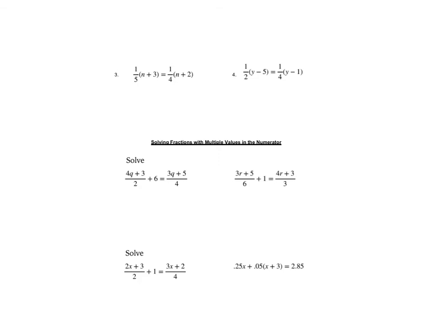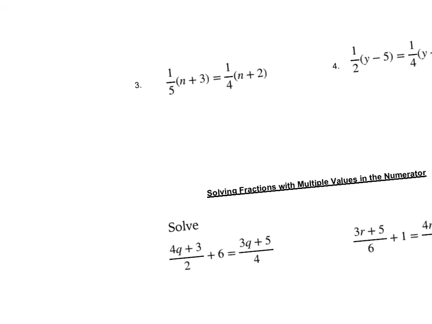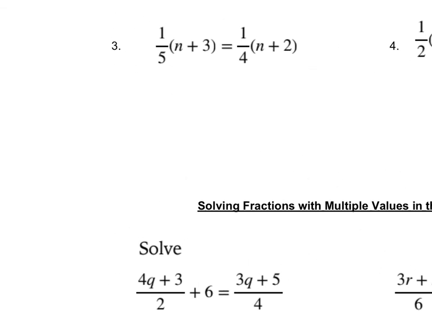Now you see here in problem number 3 we want to go ahead and start by killing this fraction. So we want to take a look at the denominators here. We have a 5 and a 4. So when we take the 5 and the 4, multiply those together, we get 20. So we want to multiply this entire thing by 20.